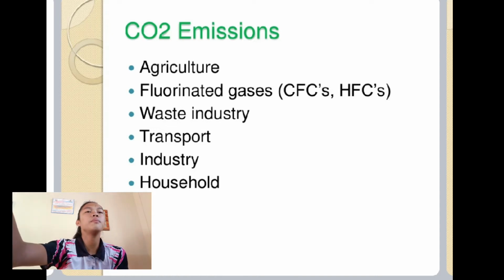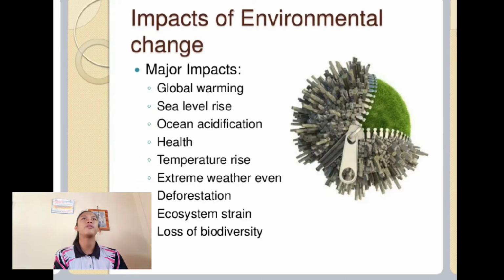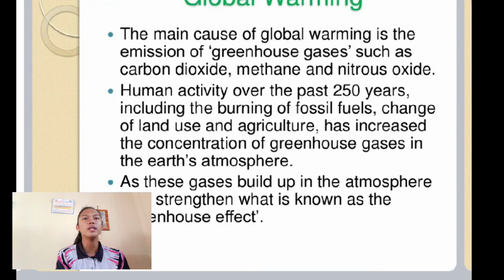So what are the impacts of environmental change? The major impacts are from global warming, the sea level rise, the ocean acidification, the health, the temperature rise, of course the extreme weather, deforestation, and the ecosystem chain loss of biodiversity. So let's now move on.